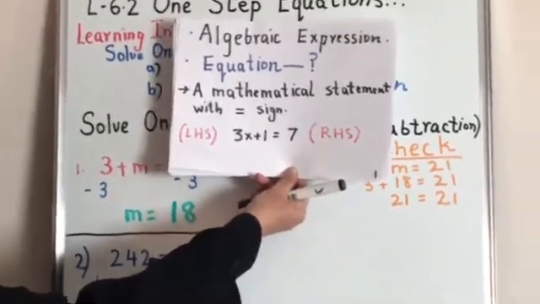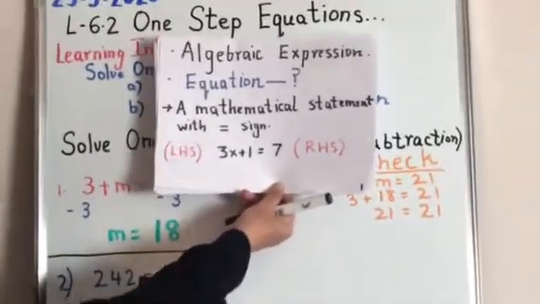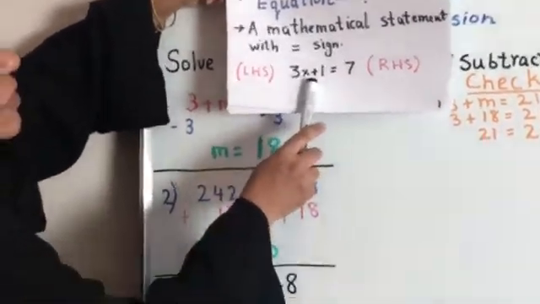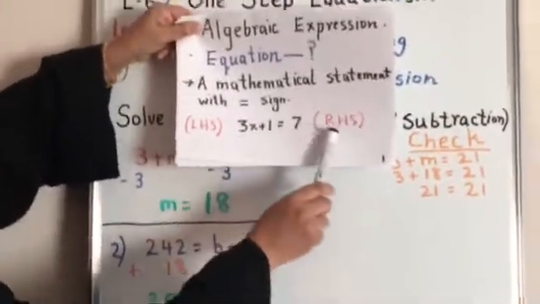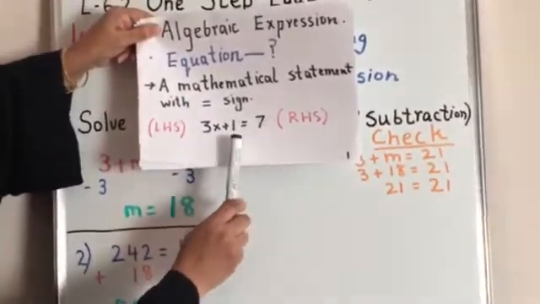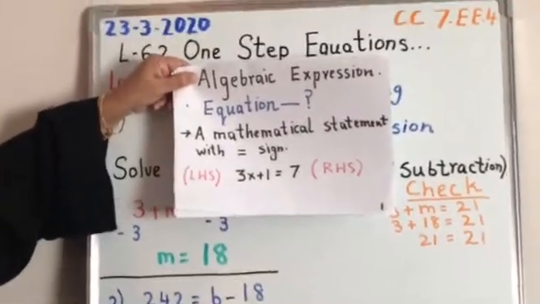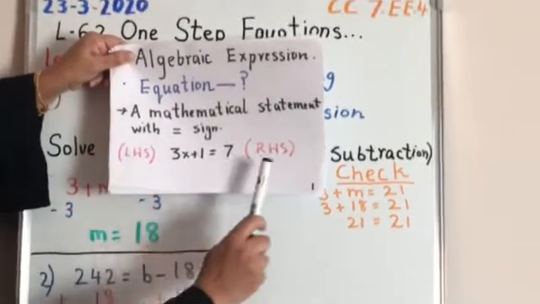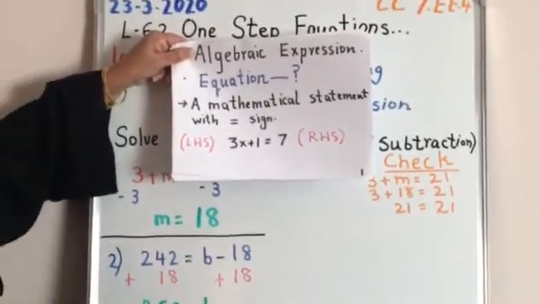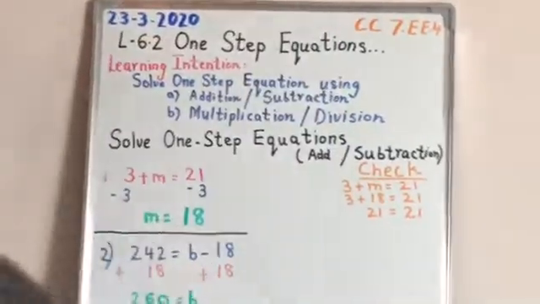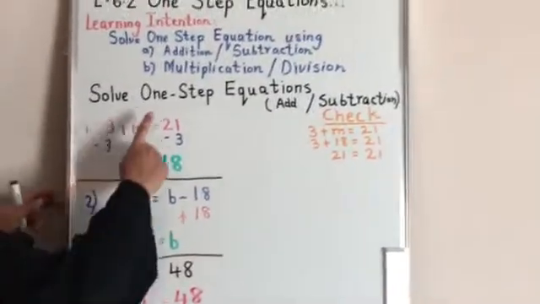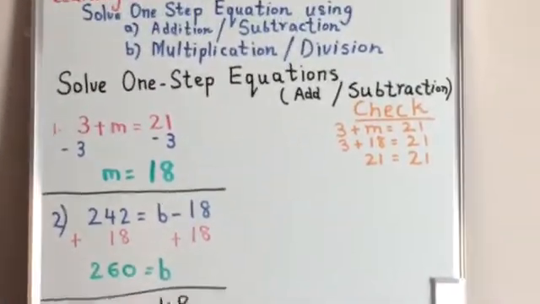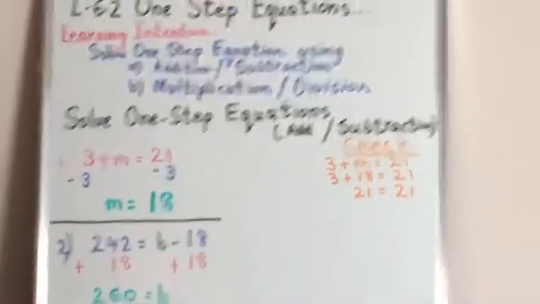Now we shall study equations. What is an equation? An equation is something that looks like this. You have algebraic expressions on both the sides with an equal to sign in the middle. This is the left hand side of the equation and this is the right hand side of the equation. Today we shall solve one-step equations. As the name suggests, a one-step equation involves only one step.